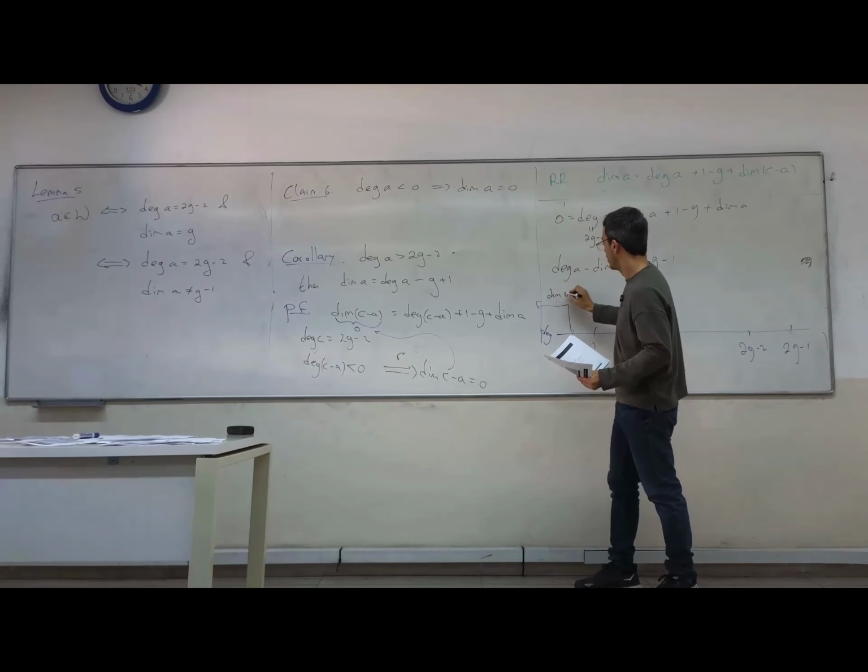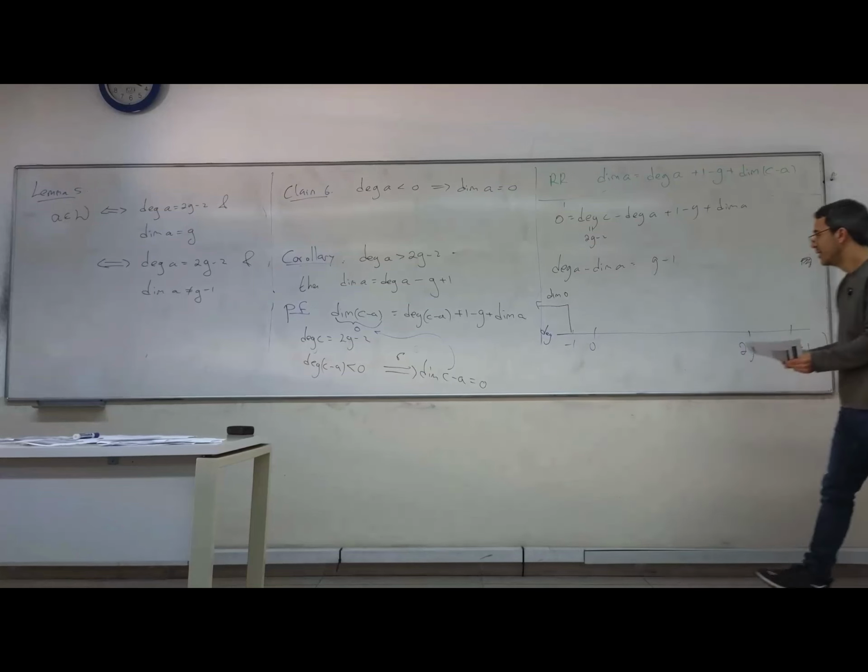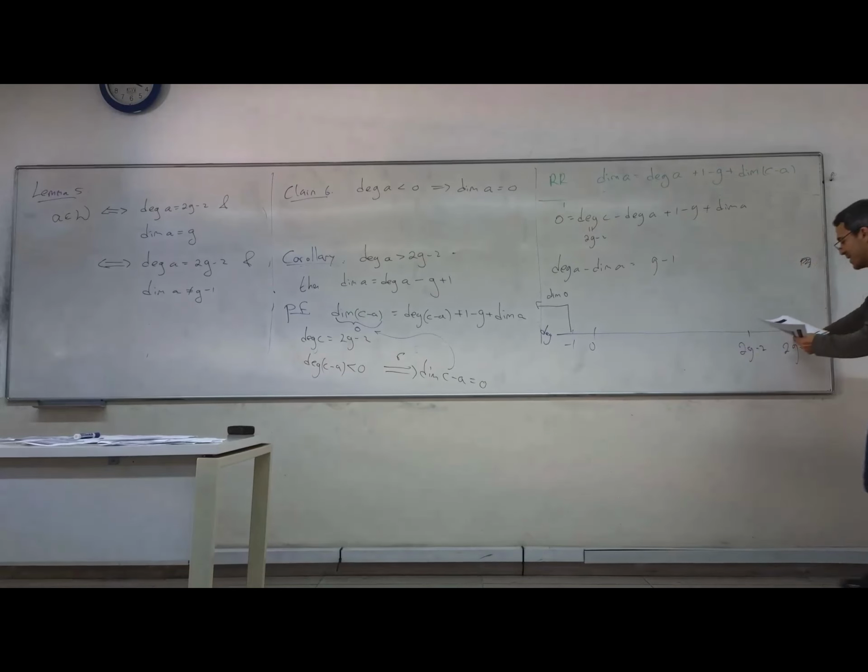My dimension is 0. That's easy. That's not hard. If the degree is larger than 2G minus 1, so with equality possibly, then we know exactly that the degree minus dimension is G minus 1. We know exactly what it is.